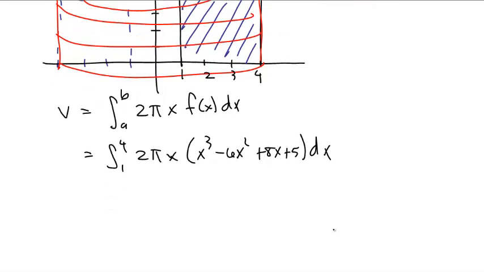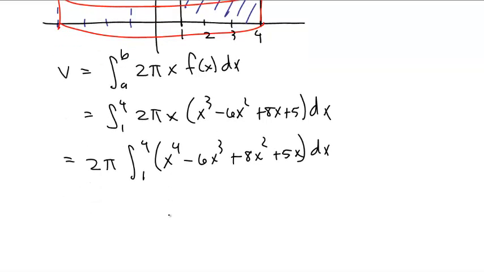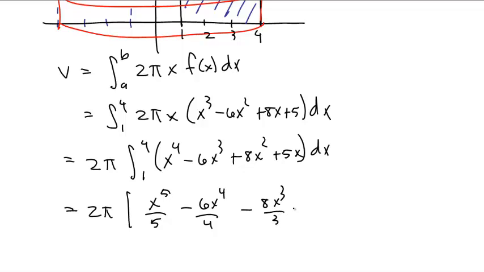We can put the 2 pi out front, integral from 1 to 4, and we can multiply the x in: x to the 4th minus 6x cubed plus 8x squared plus 5x dx. And what have we got? We're still doing calculus here. We get x to the 5th over 5 minus 6x to the 4th over 4 plus 8x cubed over 3 plus 5x squared over 2. And we plug in 1 and 4.